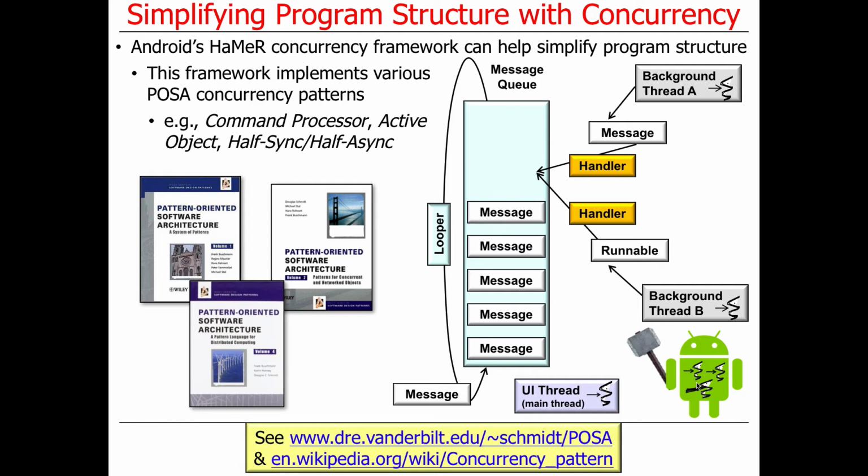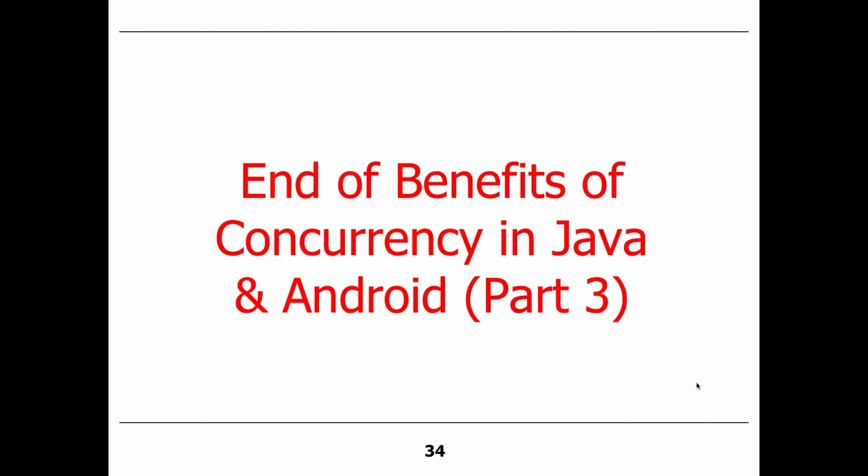You can read about them in some of these books. Some of the interesting ones would be things like command processor, which is really how the background thread or threads talk to the user interface thread, active object, half-sync, half-async, etc. These are patterns. We may or may not have time to talk about them in detail towards the end of the course, but that's where they are, and you can read about them in these books and other resources. All right, so that's an overview of the benefits of program structure from using concurrency.